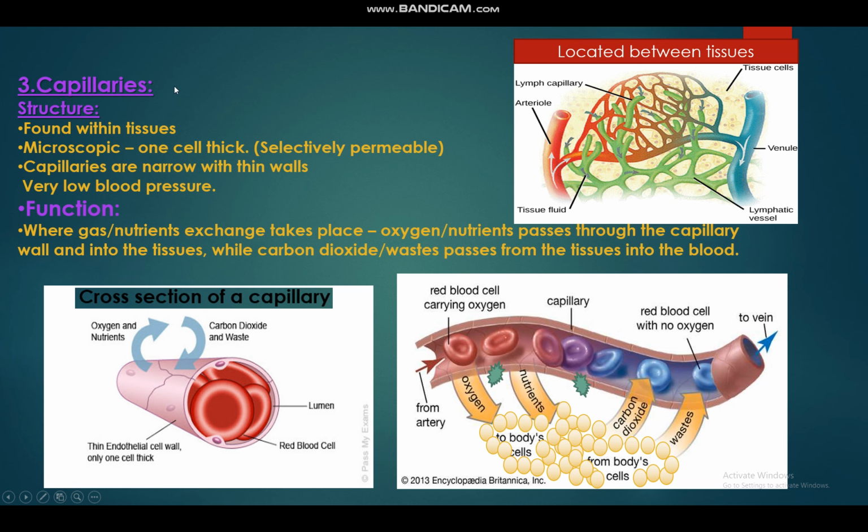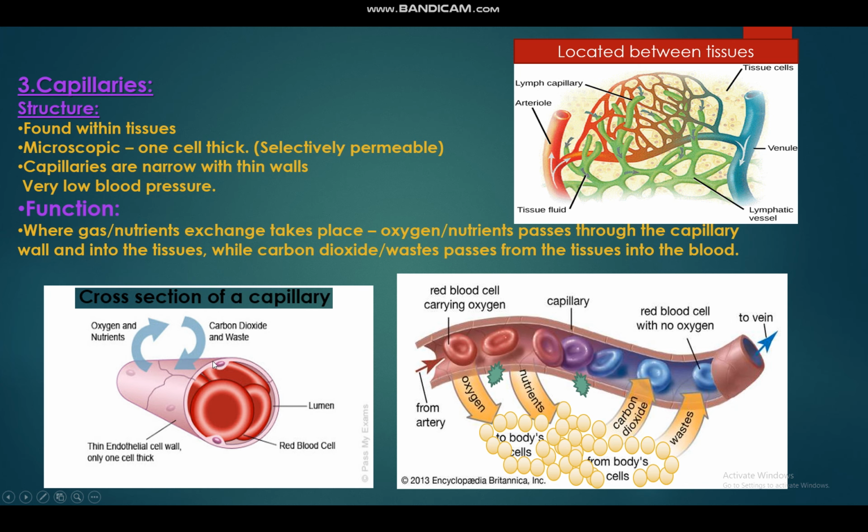Now the third type of blood vessel are the capillaries. They are the microscopic blood vessels with narrow lumen that are found between the cells of almost all tissues. If you see the structure, this is a cross section of a capillary. First I'm going to explain the structure of the capillary.